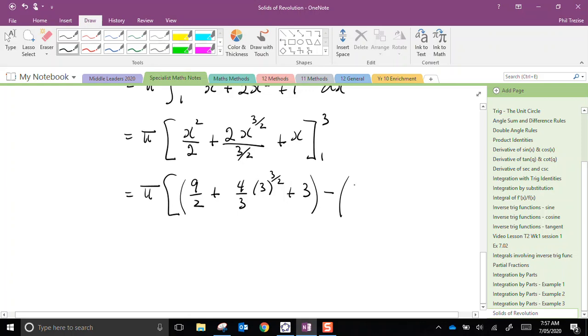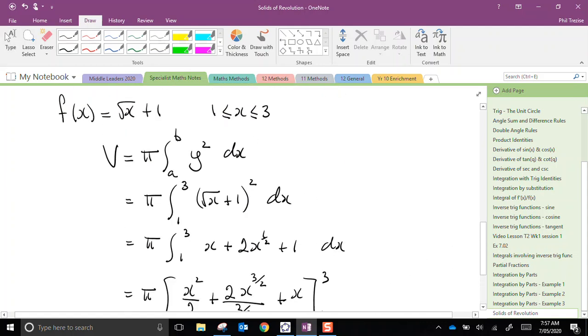bound. 1 squared is 1, that's 1 over 2, plus, here we go again, 4 over 3, and it's 1 to the power of 3 over 2, plus 1 this time. Don't forget the square brackets because the factor of pi is still at the front. Now when we evaluate this, I'll let you do that, and it will come out to be in some unit of measurement cubed. It'll be a cubic unit of measurement. I'll let you finish that calculation.